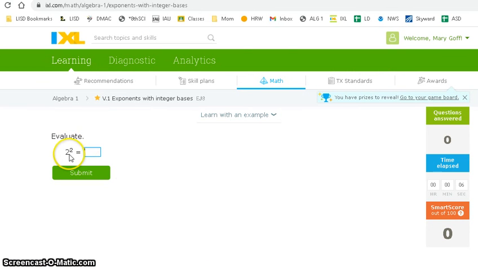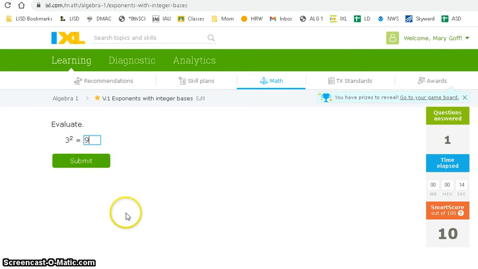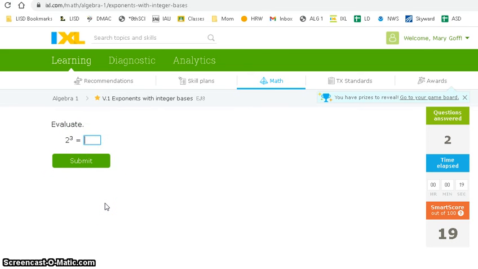All right, so it starts out pretty easy. 2 squared is 4. Submit. 3 squared is 9. Okay, so this one probably is going to get a little bit tougher. 2 times 2 times 2 is 8. Now, 10 raised to the what is 100,000? Well, 10 times 10 is 100, times 10 is 1,000, times 10 again is 10,000, times 10 again is 100,000. So I'm going to say to the 5th.